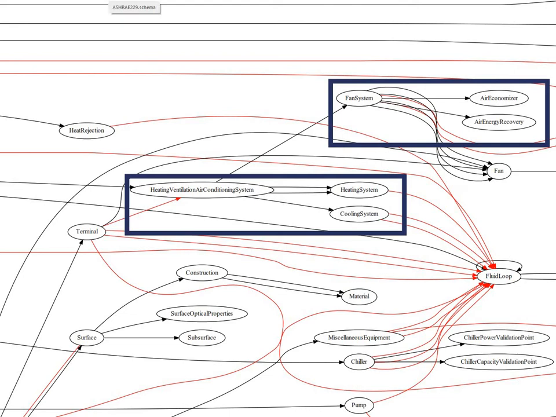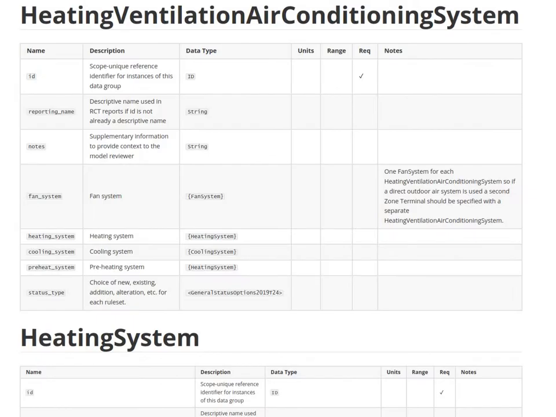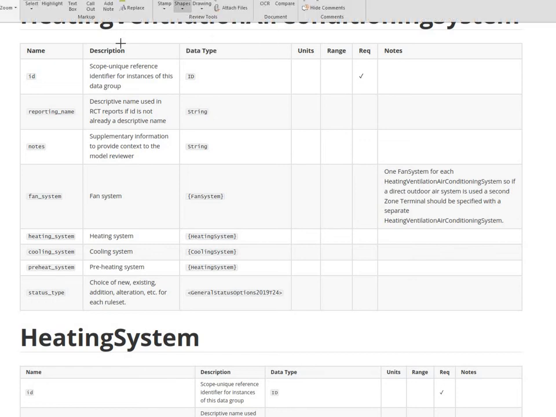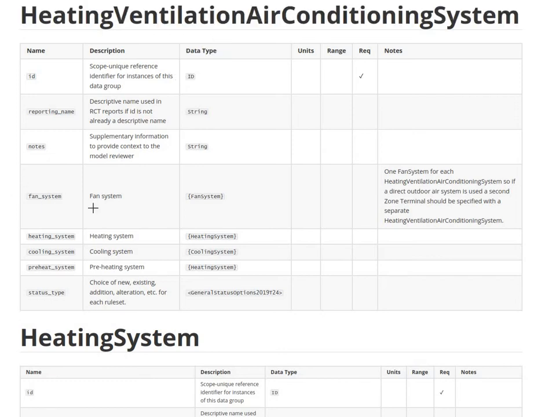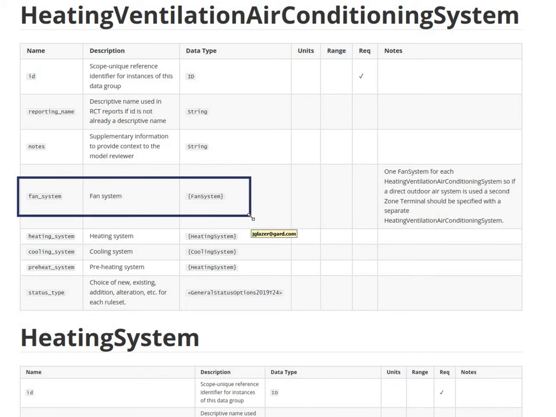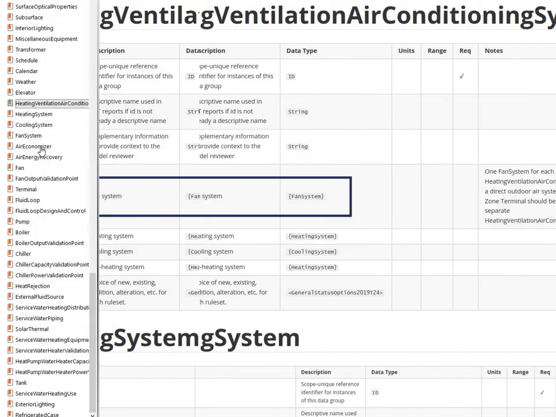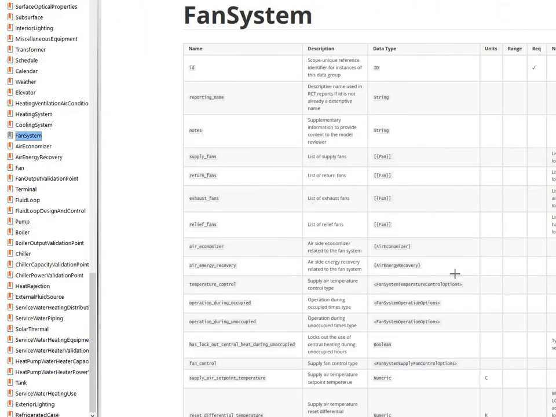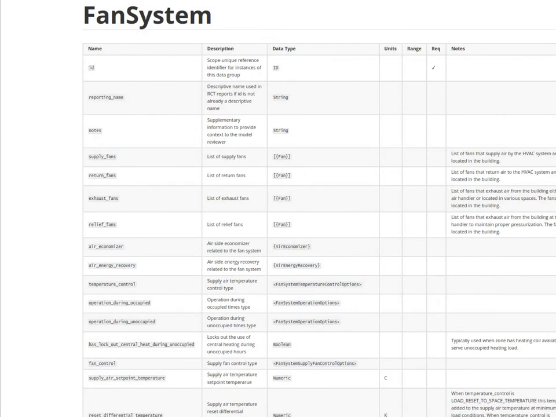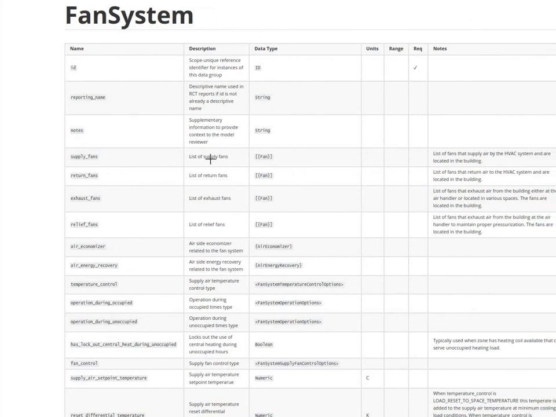So let's go to the schema. This is the parent of the FanSystem data group, heating, ventilation, and air conditioning. And here's FanSystem. Just to remind you, only one FanSystem is part of each heating, ventilation, and air conditioning system. So let's start talking about the FanSystem first.